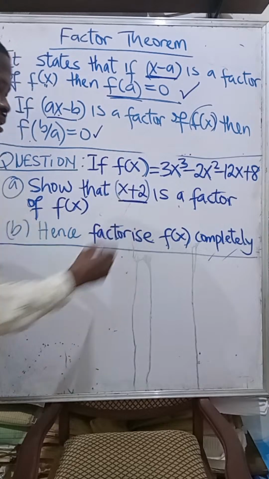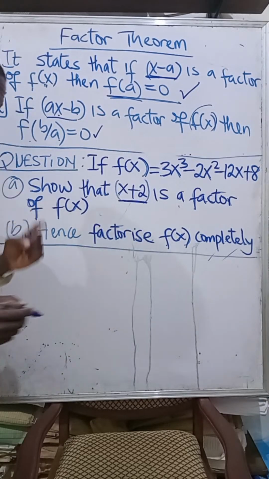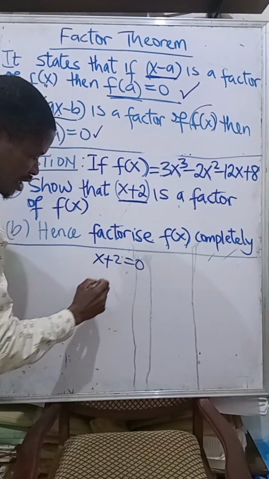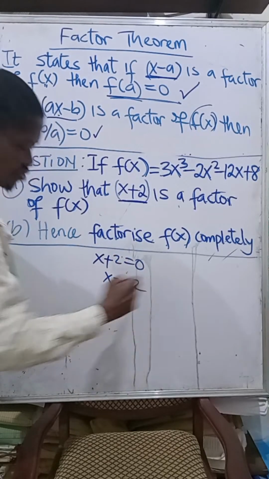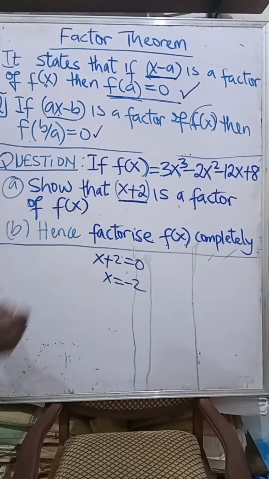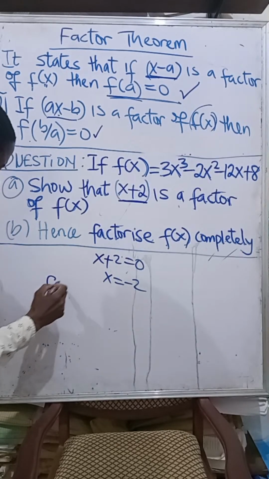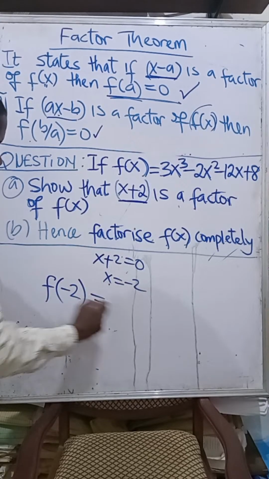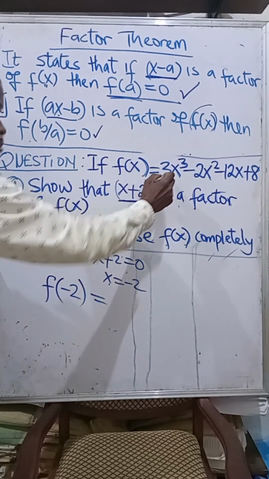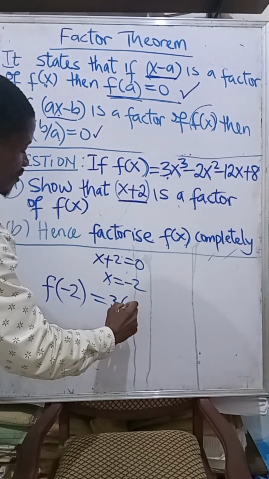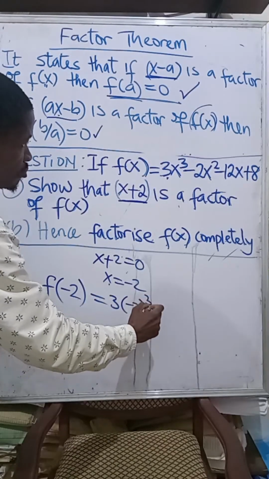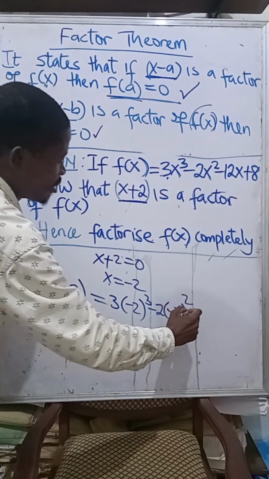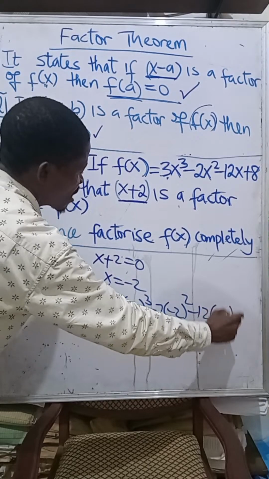x plus 2 is a factor. If you want to do that, you equate this one to 0, and that will give x equal to what? Minus 2. Then go to your f of x. Anywhere you see x now, you put minus 2 there, and substitute into the given polynomial. That will be 3 times minus 2 cubed, minus 2 times minus 2 squared, minus 12 times minus 2, and then plus 8.